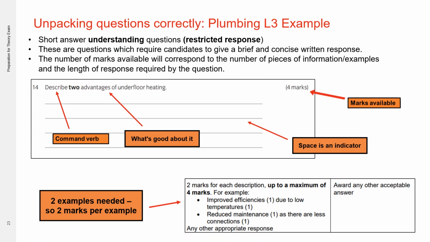Now let's have a look at a plumbing level 3 example. It's an AO2 type as a verb is described. It's worth 4 marks and requires a brief written response.